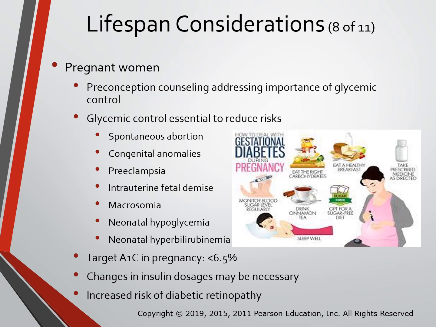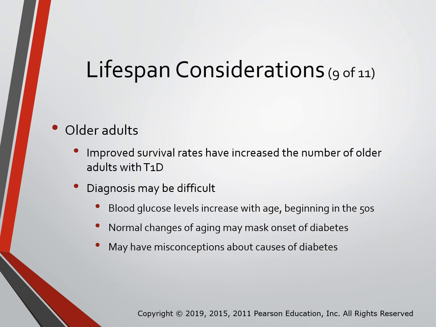So with pregnant women, you want to have preconception counseling. You want to have glycemic control, so to avoid these risks of spontaneous abortions, congenital anomalies, preeclampsia, fetal demise, macrosomia, that's a large baby, and the baby itself can experience hypoglycemia if you're diabetic after they are born. So, of course, the target A1C is less than 6.5. But you may already be diabetic and you want to get pregnant as well.